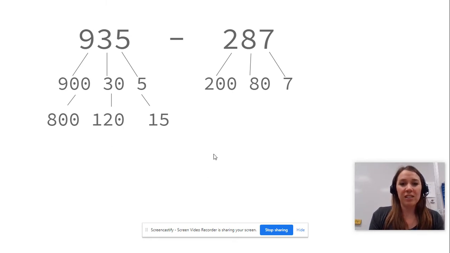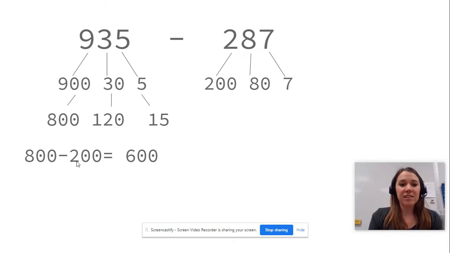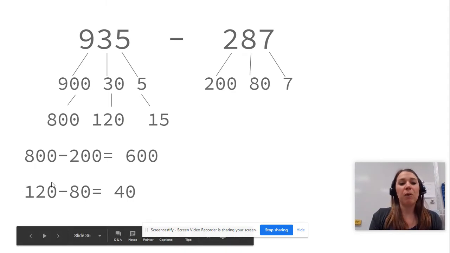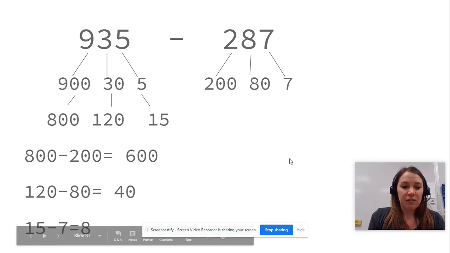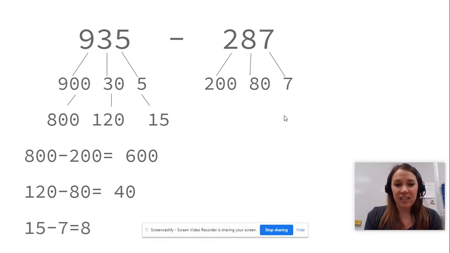So now 800 take away 200, that's going to give me 600 because 8 take away 2 is 6. So 8 hundreds take away 2 hundreds is 6 hundreds. Then I can do 120 take away 80, or 12 tens take away 8. I know 12 take away 8 is 4, so 120 take away 80 is 40. Then last, my ones place, 15 take away 7. I know 8 and 7 is 15, so 15 take away 7 is 8. So I use the derived fact strategy.